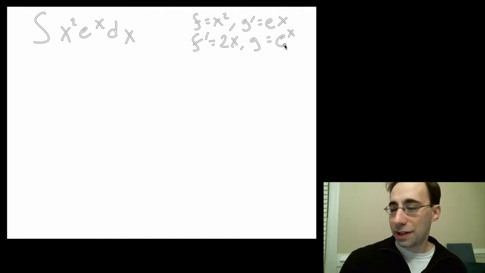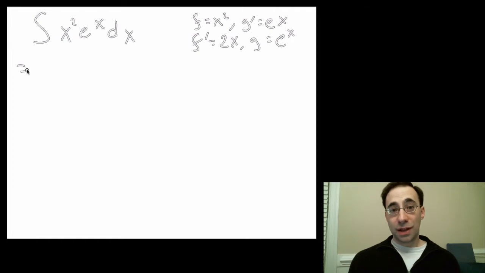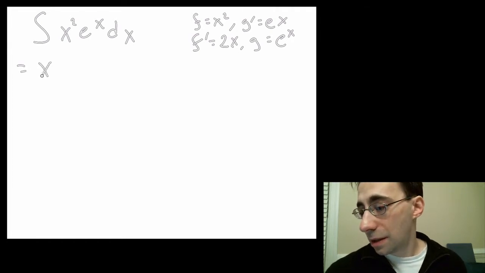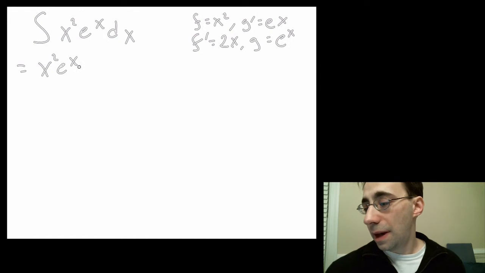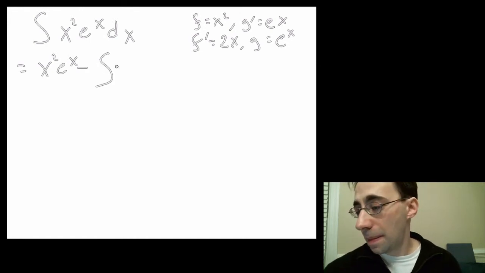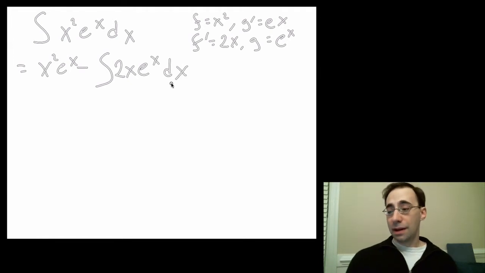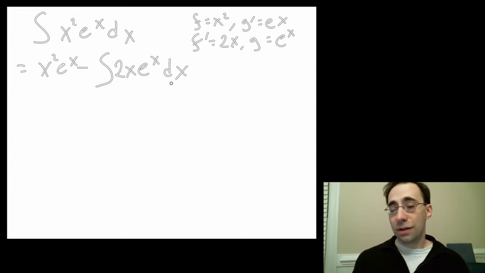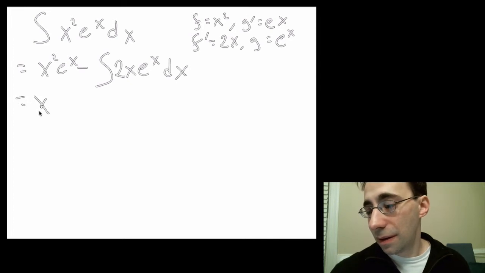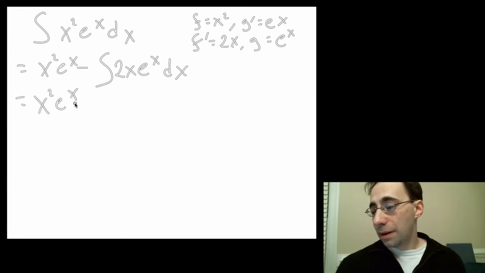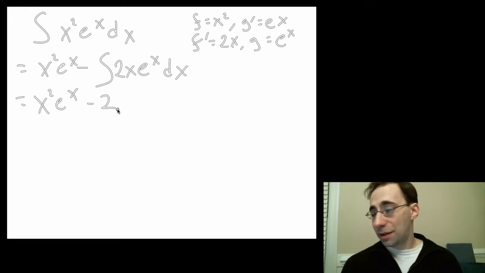It helps sometimes to write this out. So now the first term is f times g. That's x squared e to the x. The next term is the integral of f prime times g dx. Okay. Now the first term is done. It's simplified. The second term we still can integrate. Now we just actually did that integral, so I'm going to skip a step here. Right. We get minus 2 times the exact same integral we just did.